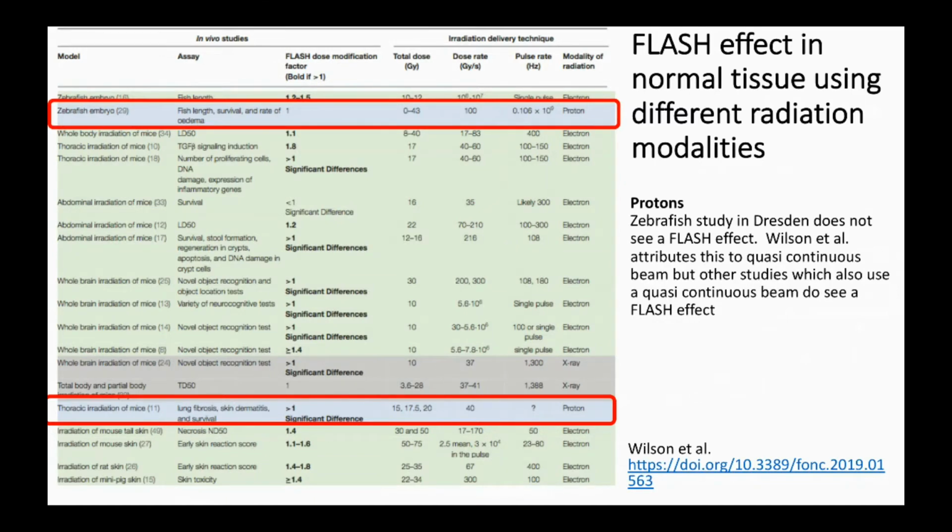This is a study by Wilson et al., and they begin to wonder whether the quasi-continuous beam used in the cyclotrons for proton therapy is capable of delivering the FLASH effect. Other studies, they also show, with protons, have been capable of delivering it. So, you know, there was a big question there in 2019 when they published this paper.